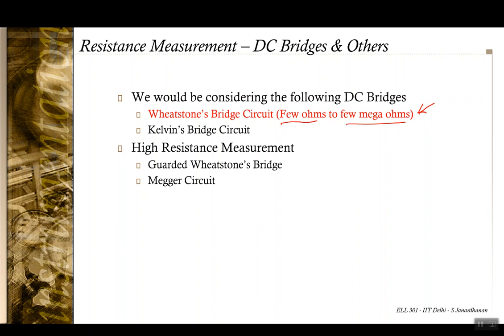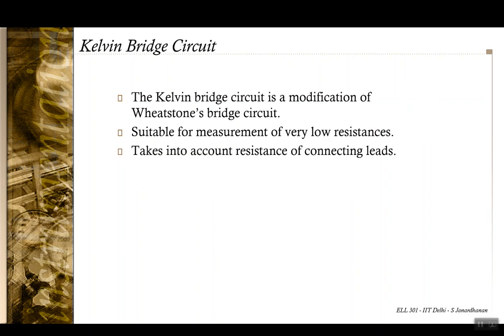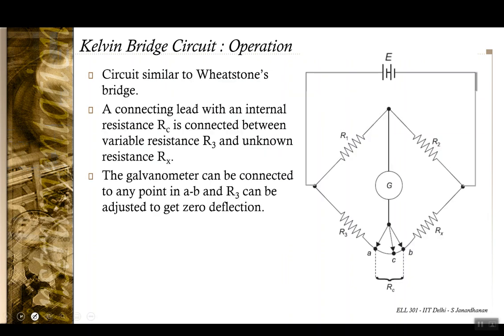So in this lecture, we look into the Kelvin bridge, which is used for low resistance measurement. The Kelvin bridge is actually a modification of the Wheatstone's bridge, and it is suitable for measuring resistors with very low resistances, because it can take into account the resistance of the connecting leads, and that is incorporated in the circuitry itself. So let's first look at the basic construction of the Kelvin bridge.